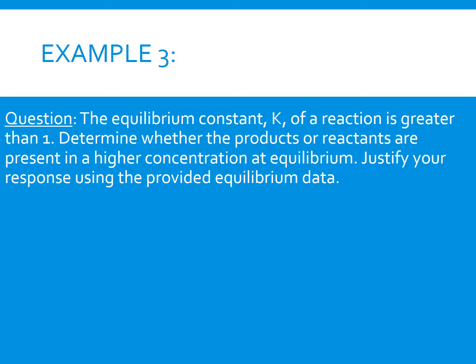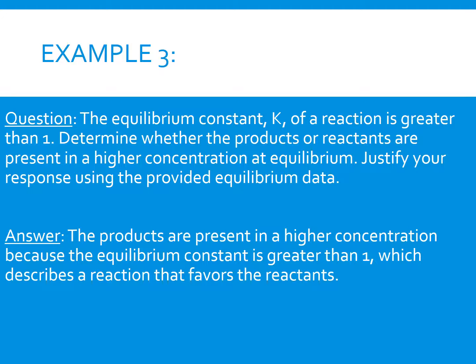Welcome back. Here's my answer. The products are present in a higher concentration because the equilibrium constant is greater than 1, which describes a reaction that favors the reactants. So I can see that I have a typo. It should say favors the products. But the biggest thing here, guys, is that you, A, identified that the products would be higher. You are pulling in the given information that the constant value is greater than 1. And then, as my description should say, the reaction favors the products. So you're making that connection between the value of the equilibrium constant and your knowledge of whether products or reactants are present higher at equilibrium.